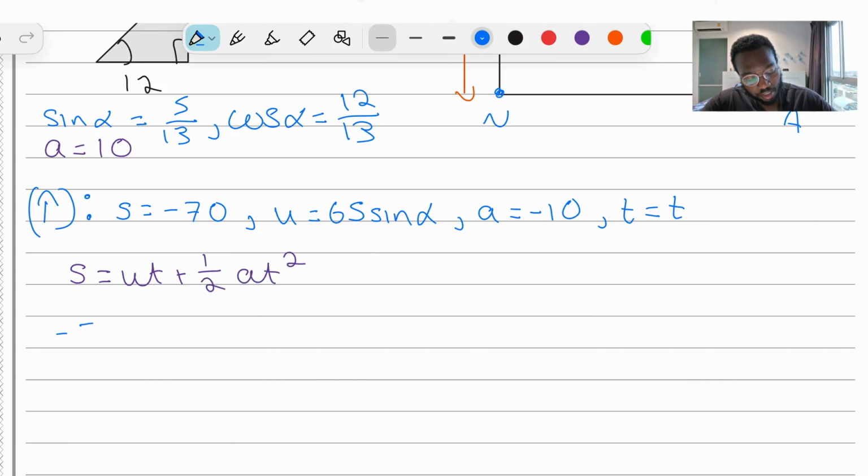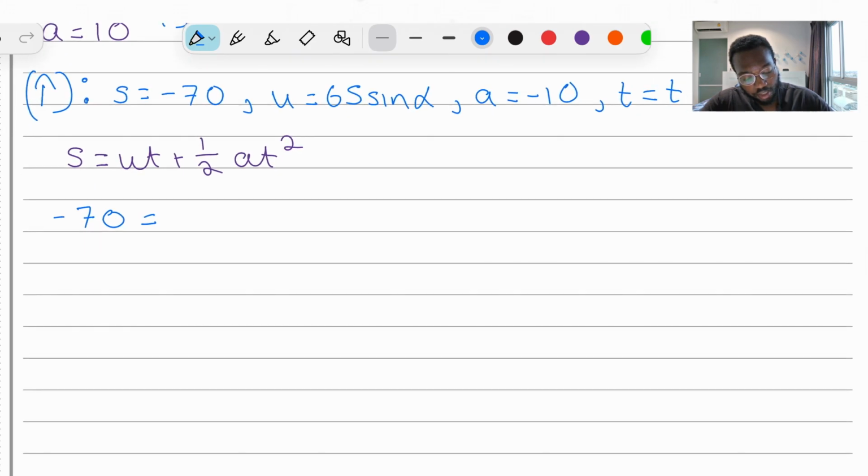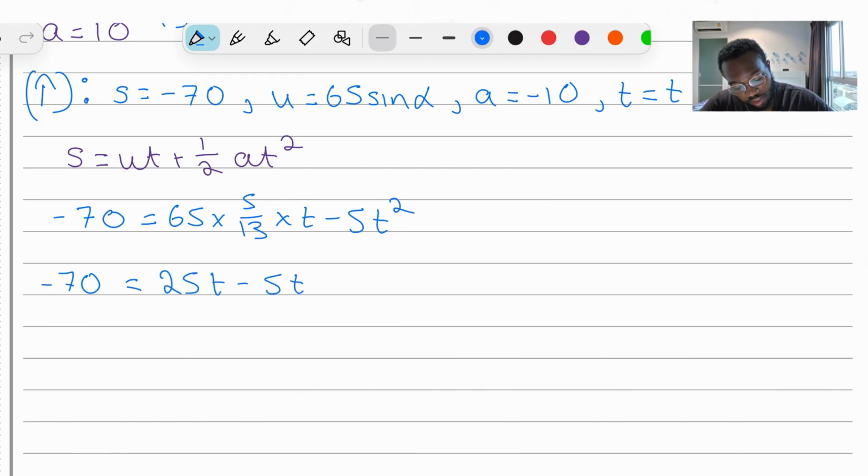So we get a minus 70 is equal to 65 times 5 over 13, okay? And that is also times by the T. That is plus a half times a minus 10. So minus 10, that's a minus 5, okay? But then we also have that t squared. So that would just be a minus 5 t squared, okay? And then that's a minus 70. Now, if we work out 65 times 5 over 13, you get a nice number. You get 25, okay? So we get 25t minus 5t squared.